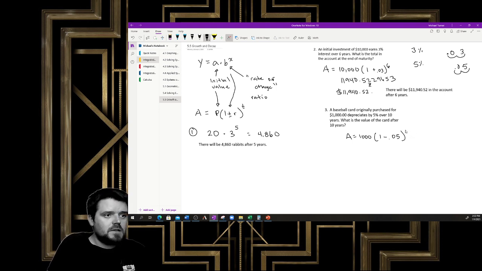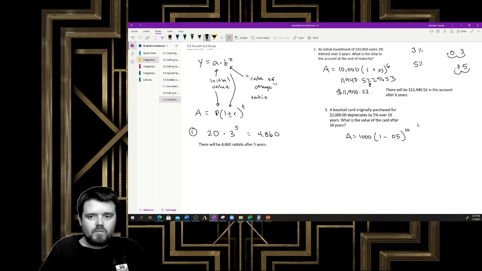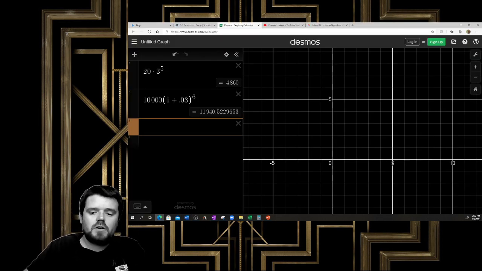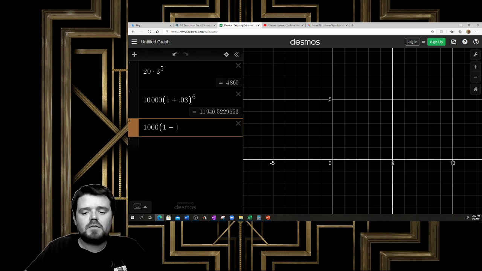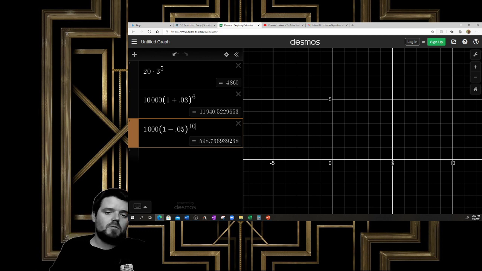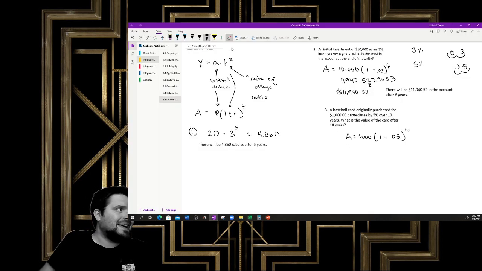And then I want to know what its value is over 10 years. So there's my equation. I would expect to see that in your work. And then you just do the calculator work. 1,000 times 1 minus 0.05 raised to the 10th power. Remember, this is money we're talking about, so I need to round it appropriately. So I'm going to take that. I'm going to round to the nearest hundredths place. So I get 598.74.